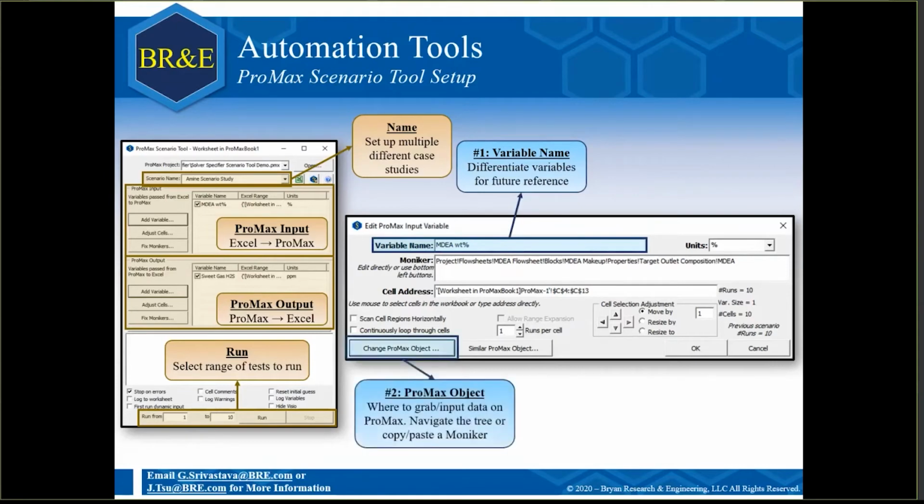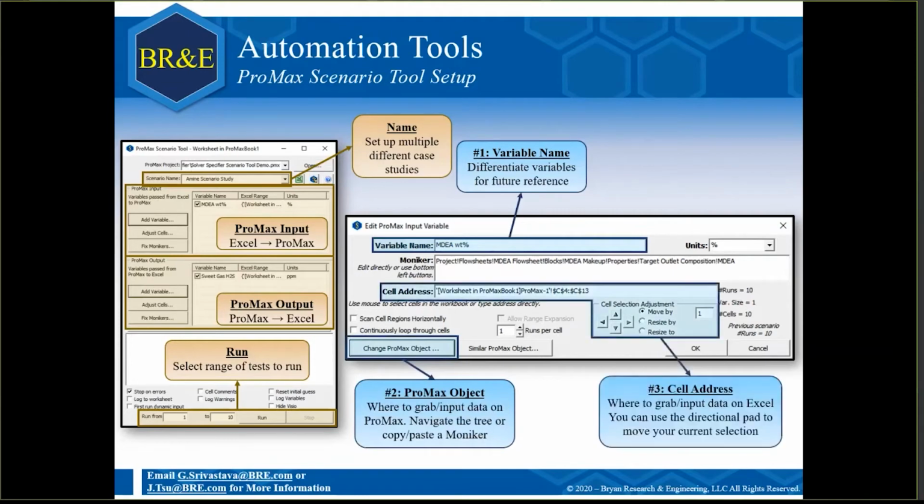The second thing is the ProMax object. It tells the tool where on ProMax you want to grab or input data. So you can navigate the tree or copy and paste the moniker. We'll show this off during the demonstration in a bit. The next most important thing is the cell address. Where do you want to put this or grab this information from Excel?